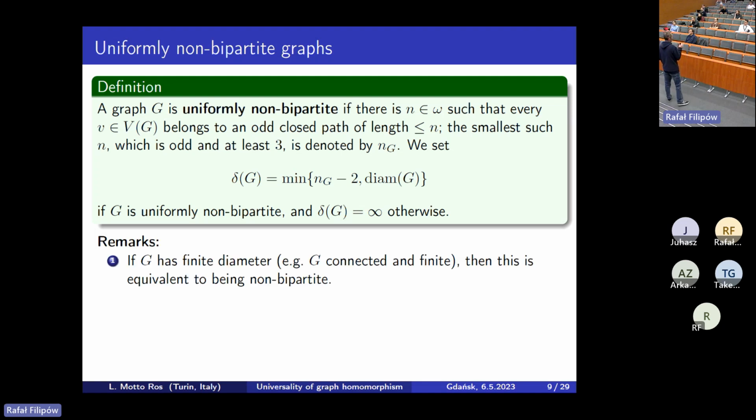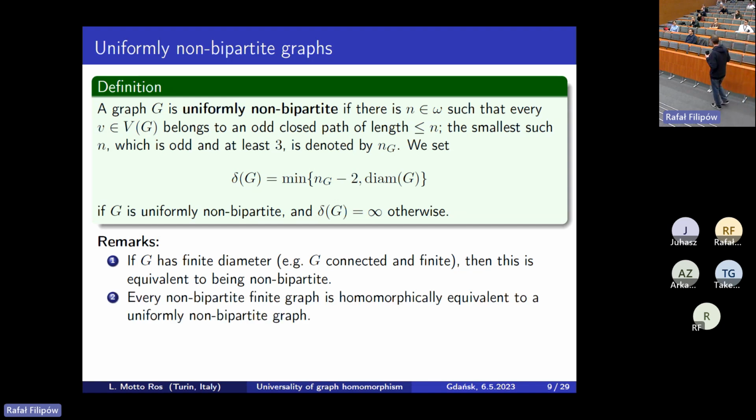Okay, this looks maybe artificial, but it's very natural. For example, if you are interested just in finite graphs, if the graph is connected, this is just the same as being non-bipartite. It's the same because you have finite diameter. Even if you don't want to look at connected graphs, in the finite realm, up to homomorphic equivalence, every non-bipartite finite graph is equivalent to a uniformly non-bipartite graph. So basically in finite graphs, this is morally the same as non-bipartite graphs.